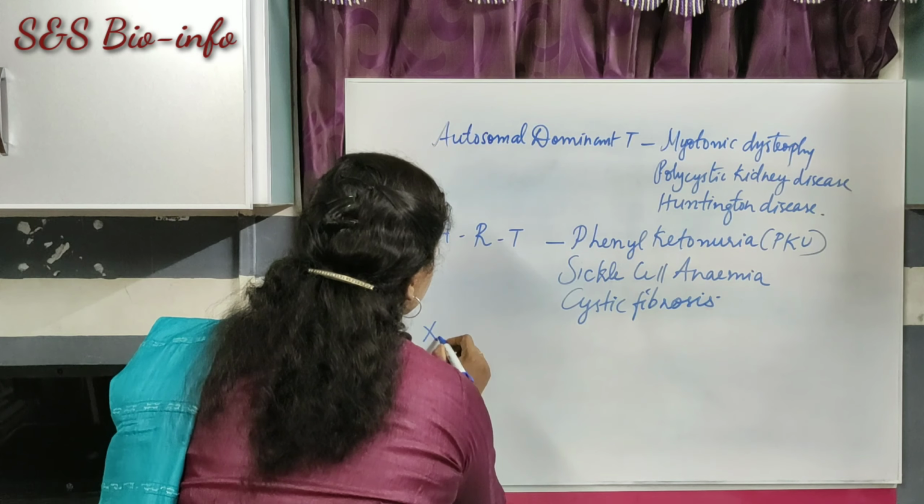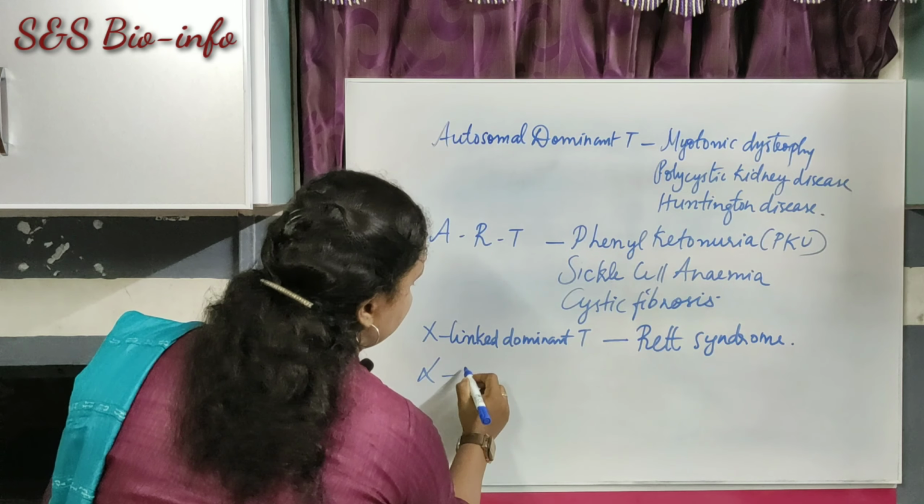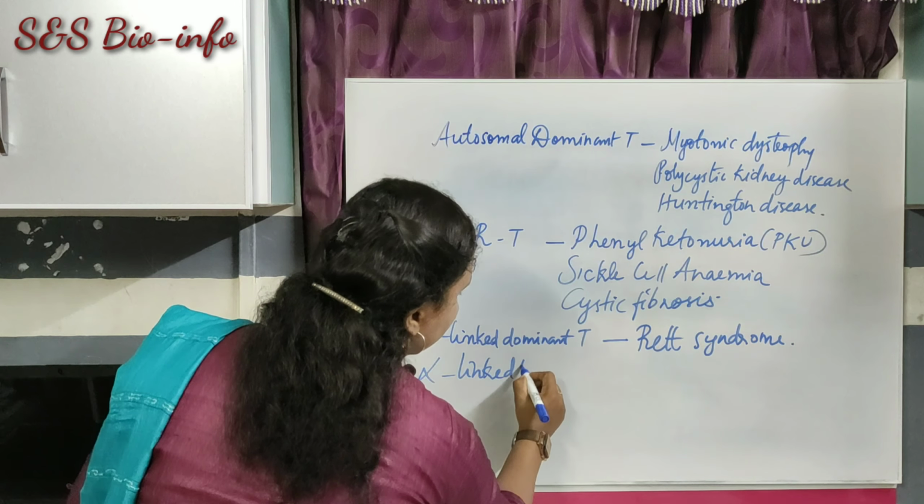Rett syndrome. X-linked recessive disorders, recessive traits or diseases: hemophilia, color blindness, etc. Then Y-linked trait.